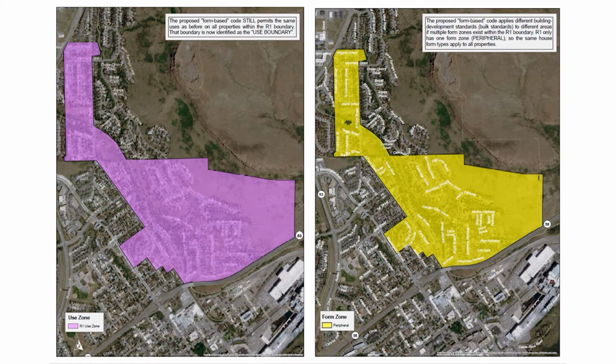So that was an example of R2. What's in store for R1 and R1A? As I previously mentioned, there's just one form type that has been applied to the R1 and R1A zone districts, and that form zone is titled peripheral.